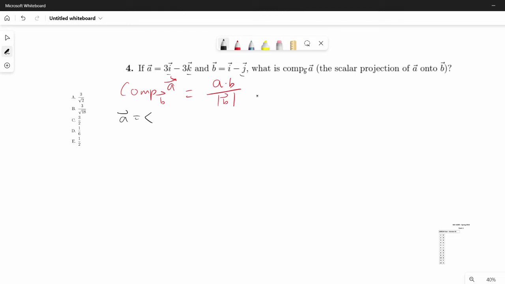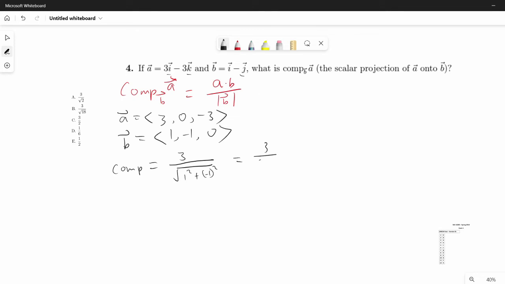A would be 3, 0 for J, and -3. B would be 1, -1, and 0. So the final answer for comp would just be the dot product, which is pretty simple since there's zeros. So it's 3 plus 0 plus 0 over the length of B, which in this case would be square root of 1 squared plus -1 squared. This case would be 3 over root 2, which would be answer choice A for number 4.